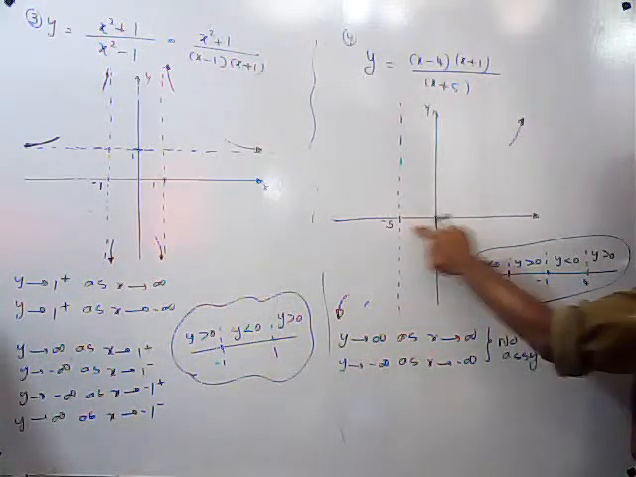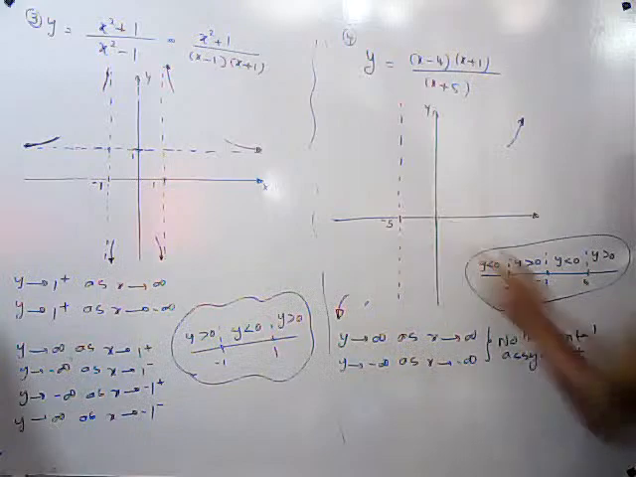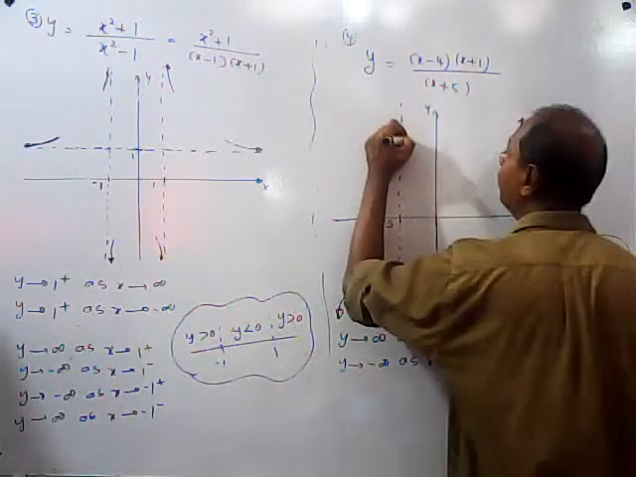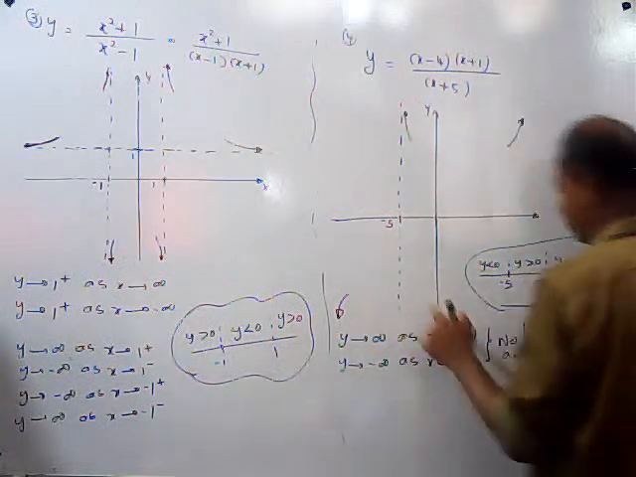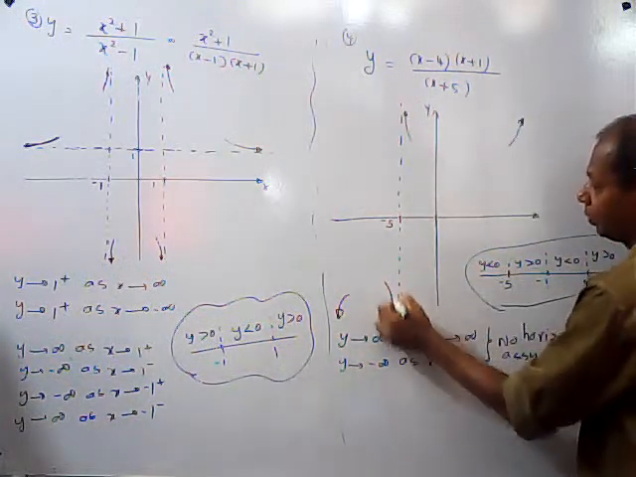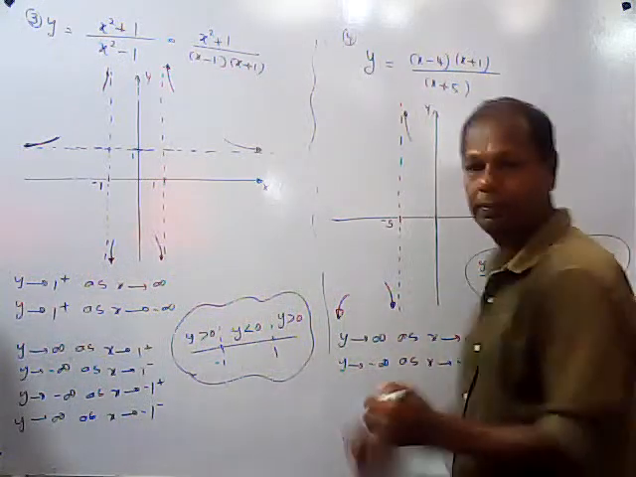So just right of y minus 5, y is positive, so it will go to positive infinity. Left of minus 5, y is negative, so it will go to negative infinity.